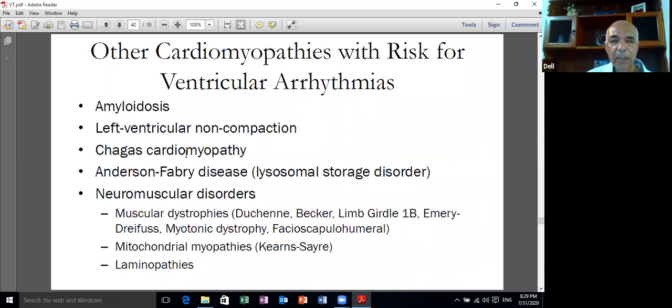Other cardiomyopathies that are associated with ventricular arrhythmia include amyloidosis, left ventricular non-compaction, Chagas, lysosomal storage disease, muscular dystrophies, and the lamin A/C arrhythmia.